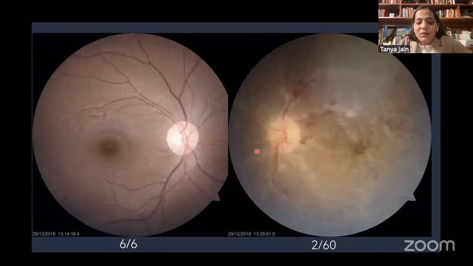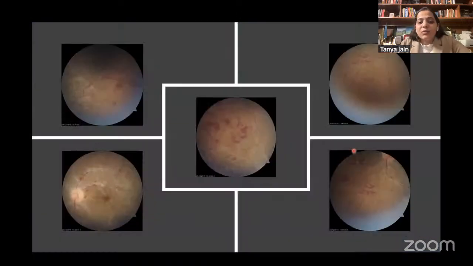Her fundus picture looked something like this. Her right eye was fine, but in the left eye, there is some disc pallor associated with very active vasculitis almost in all of the quadrants. There is macular edema, and her vision is 2/60. This is what her periphery looks like. There are a lot of hemorrhages and vasculitis.